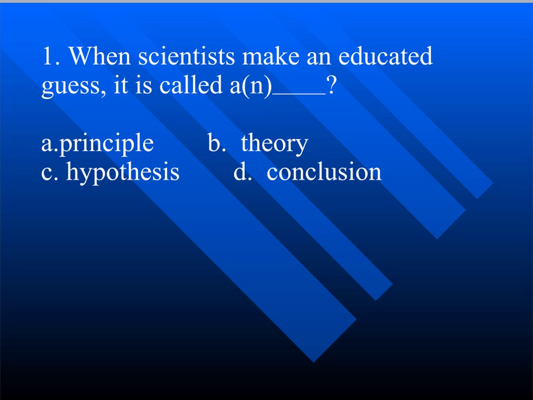So when you make an educated guess, what is it? Is it a principle, a theory, a hypothesis, or a conclusion? Take a guess. It is C, a hypothesis. A hypothesis is an educated guess in that if-then format. If it is alive, then it will do this. This is not a theory.